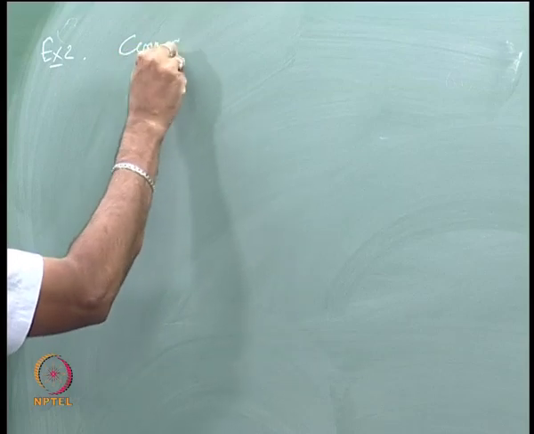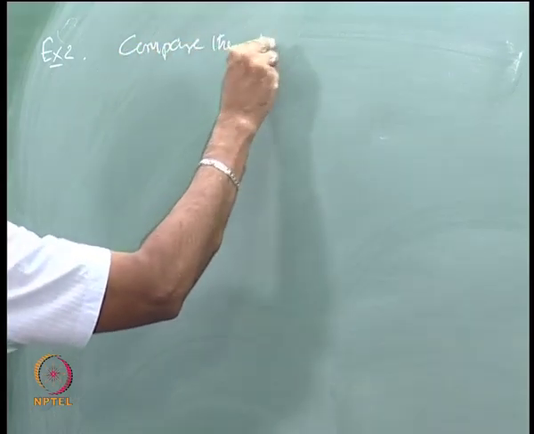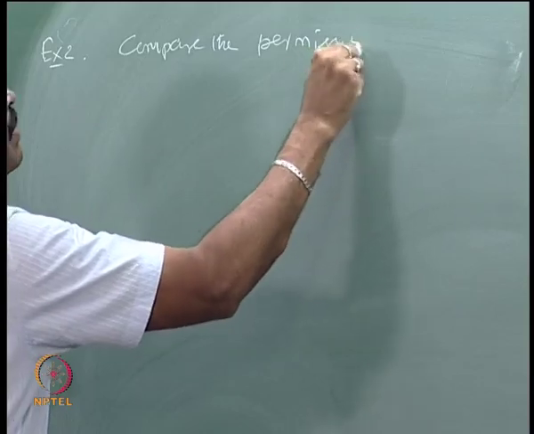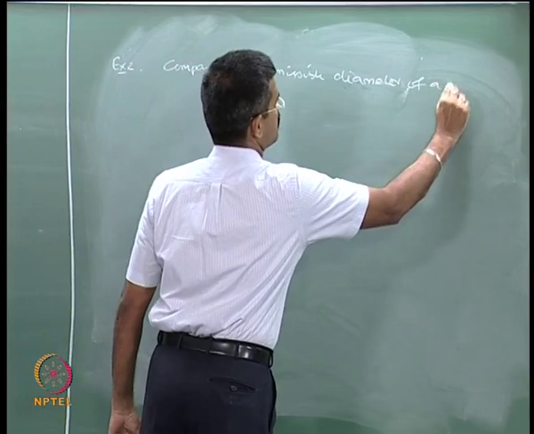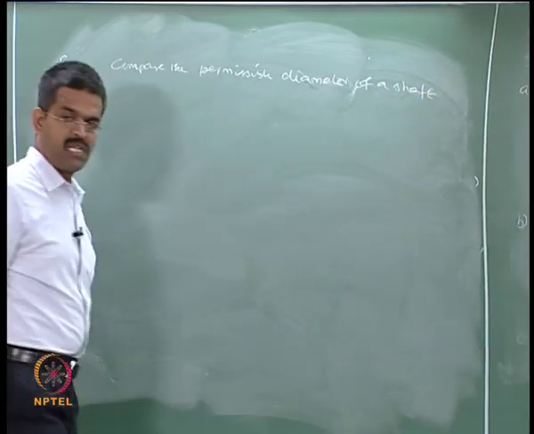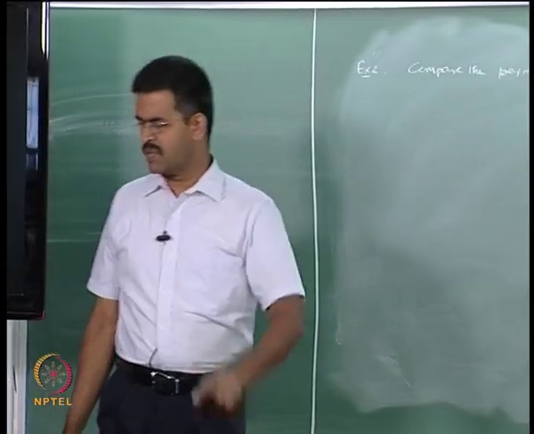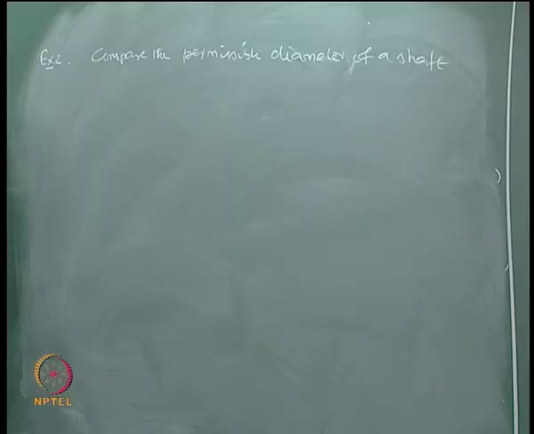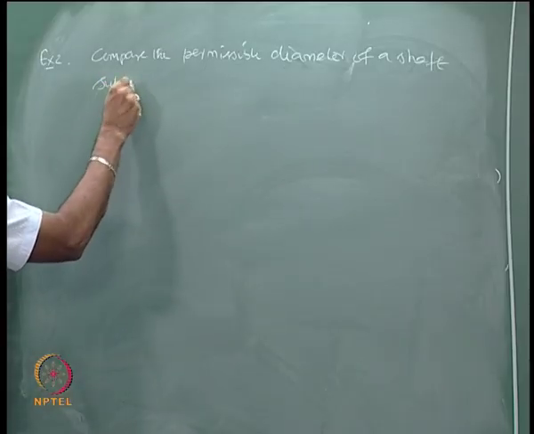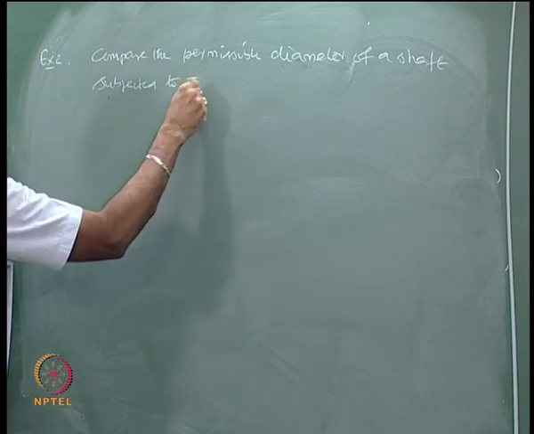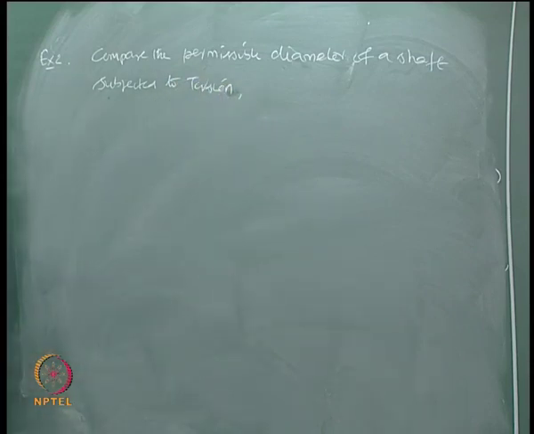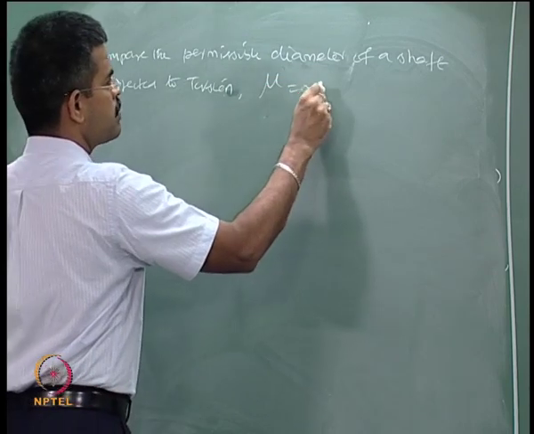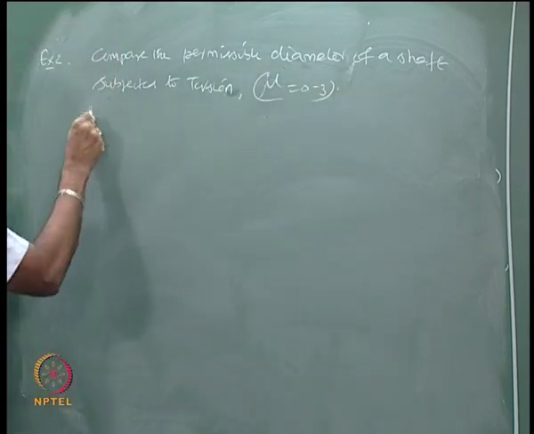Compare the permissible diameter of a shaft. I have a shaft, I want to check the diameter of the shaft subjected to torsion. Taking mu as 0.3. Use the following theories.